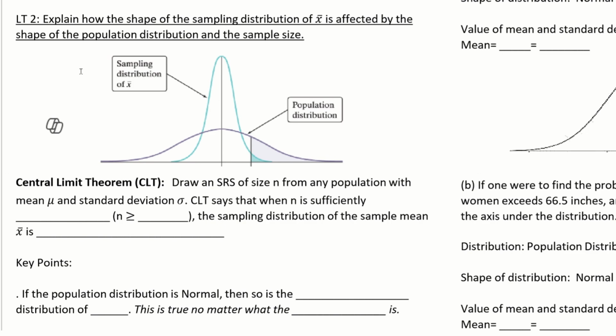okay, so as long as n is sufficiently large, and what we mean by large, the cutoff is when n is greater than or equal to 30. Okay, that's our cutoff. So 30 or higher. If that's true, if n is sufficiently large, then the sampling distribution of the sample mean x bar is necessarily going to be approximately normal.